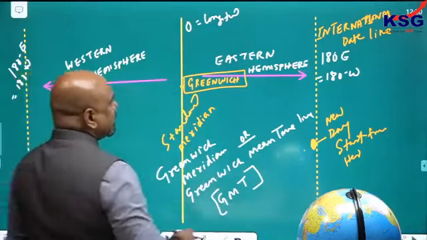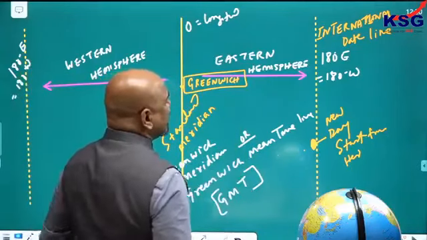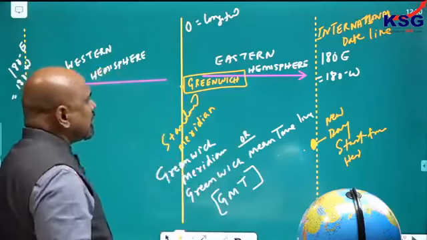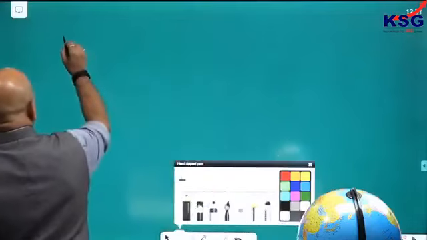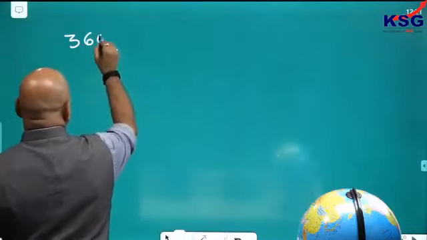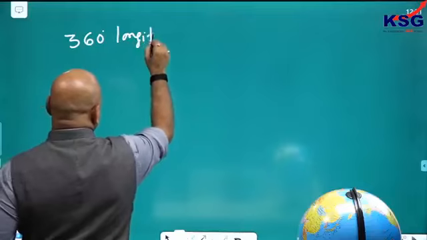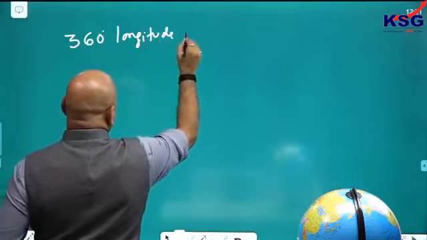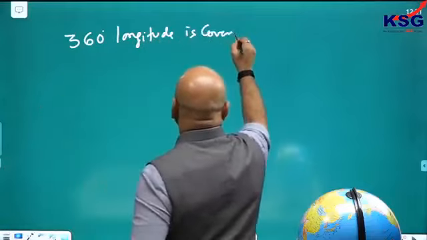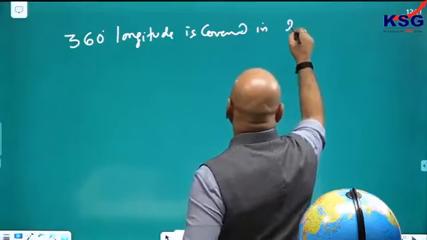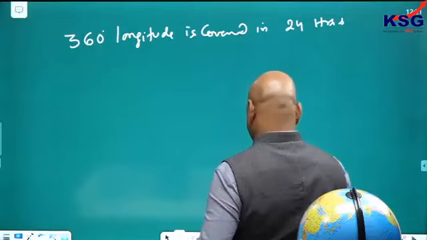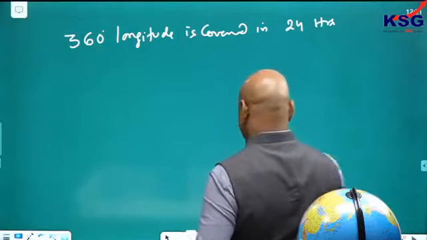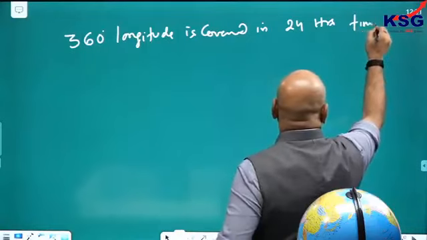So, anyway, this is 0 to 180 degree. You can look here. Let me show how time calculation is done. The total is 360 degree longitude. How many longitudes are there? They are covered in how many hours? 24 hours. Got it?